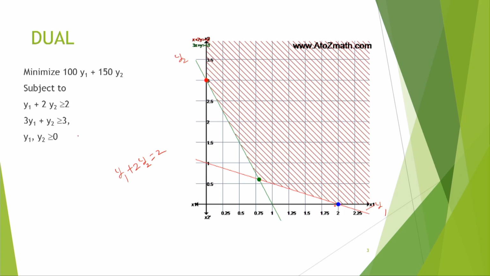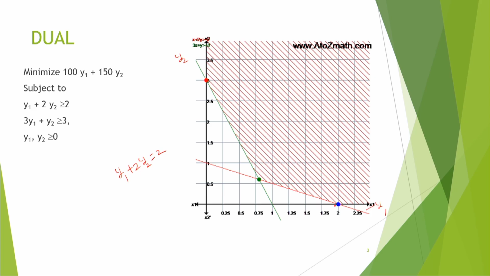Similarly, another one, 3 y1 plus y2 greater or equal to 3. So y1 is equal to 1 here, and y2 is equal to 3 if y1 is equal to 0. So this point is also here, and I have drawn it as a green line, and you have to be away from that as well. Therefore the feasible zone came, which has been shown by the hatched line. The hatched area is the feasible one, and now I have to minimize 100 y1 plus 150 y2.